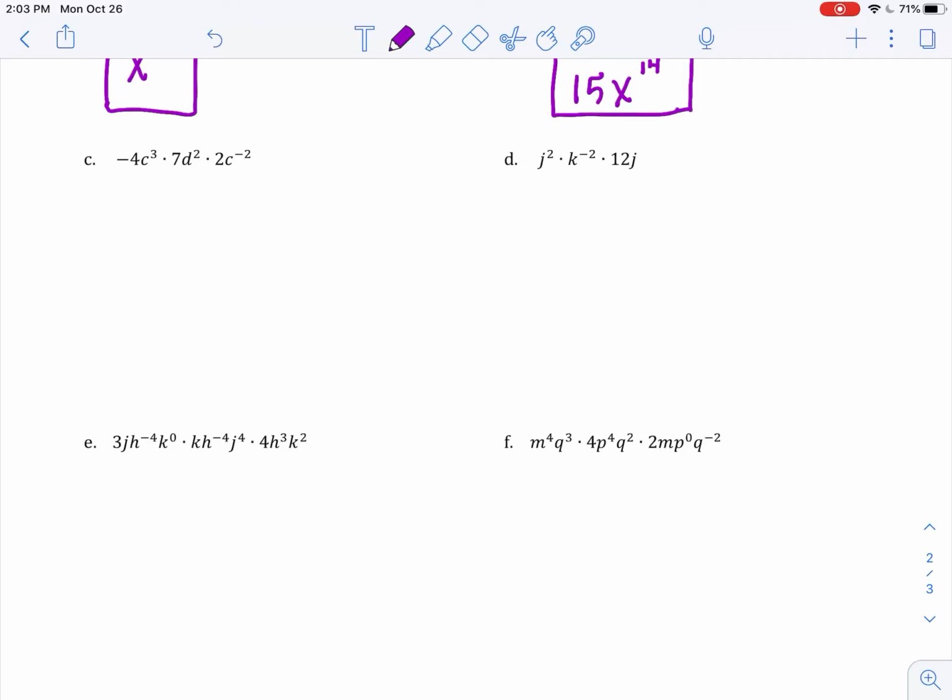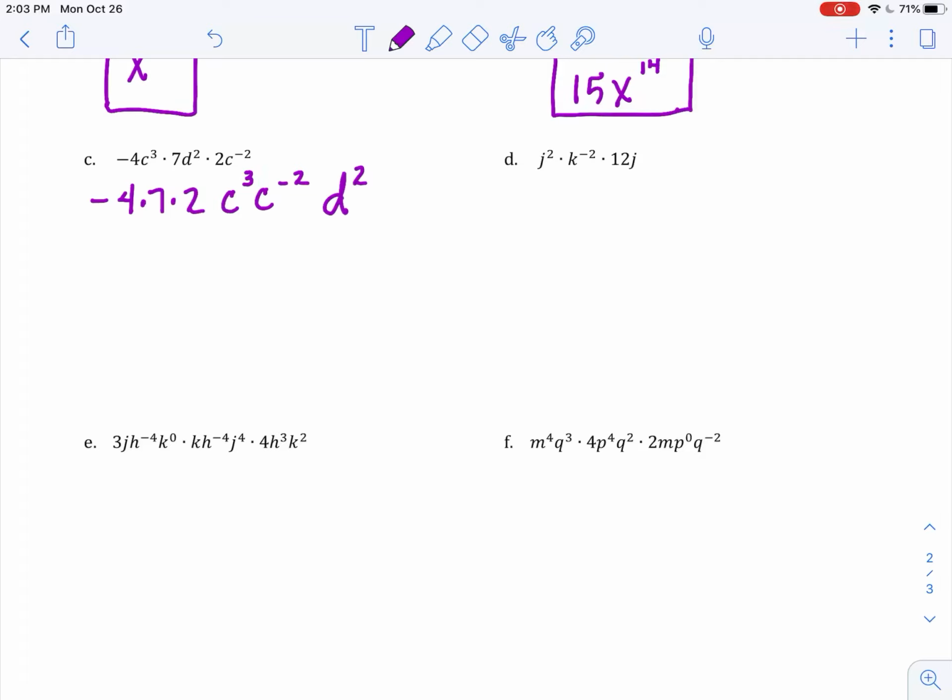All right, in C, we have a bunch of coefficients. Let's pull those to the front. We also don't have anything to the 0 power, so we're going to pull the coefficients to the front, which are the -4, the 7, and the 2. Then I like to just put it in alphabetical order. I have c to the 3rd, I have c to the -2, and then I have d squared. So basically, I rewrote the problem with the coefficients pulled to the front, and then I grouped the same bases together so I could see them all in a row right next to each other. I think it helps.